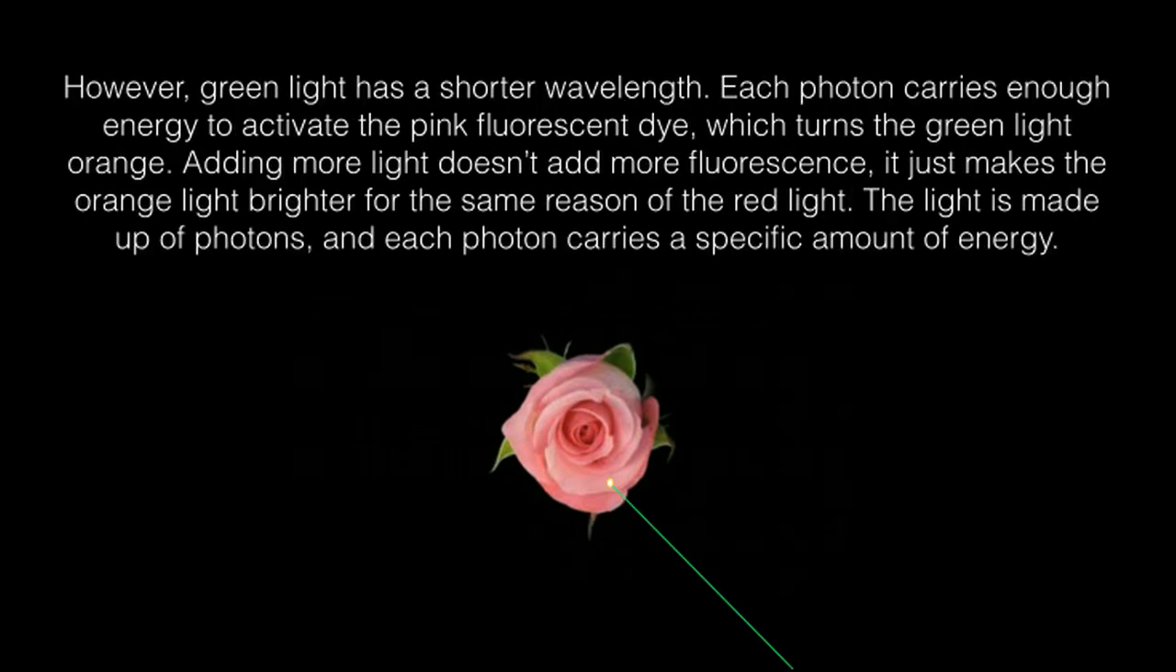However, green light has a shorter wavelength. Each photon carries enough energy to activate the pink fluorescent dye, which turns the green light orange. Adding more light doesn't add more fluorescence, it just makes the orange light brighter for the same reason as the red light. The light is made up of photons, and each photon carries a specific amount of energy.